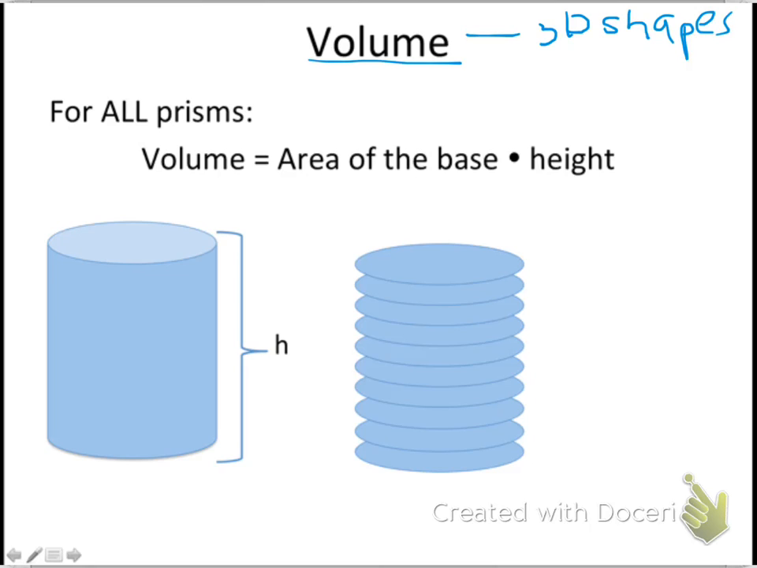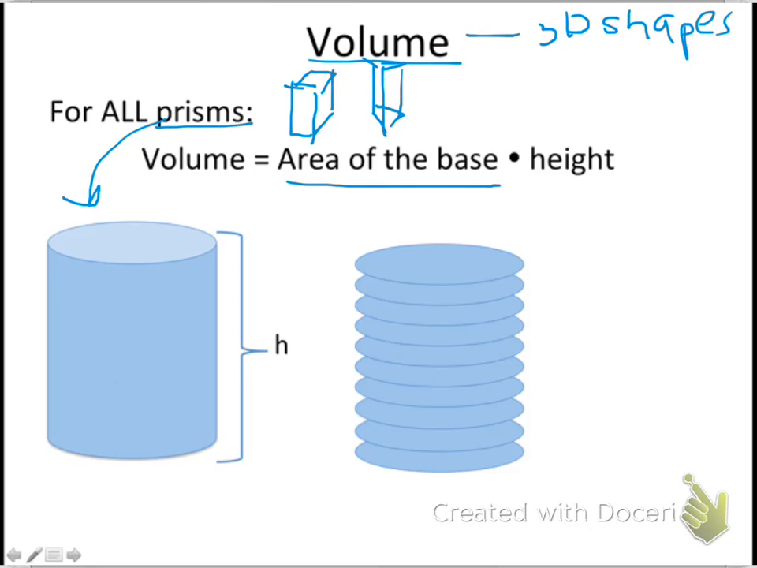When we think about the volume of all prisms, a prism is something that looks like this. A rectangular prism is a shape that looks like that, like a box, or a triangular prism could be a Toblerone bar box, something that looks somewhat like that. Sorry, my drawings aren't very good. Something that looks like those are prisms. The volume of all prisms is the area of the base times its height.